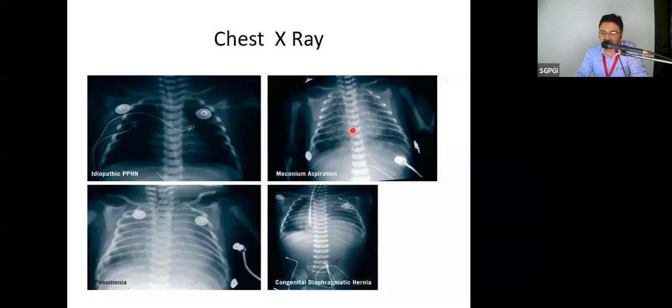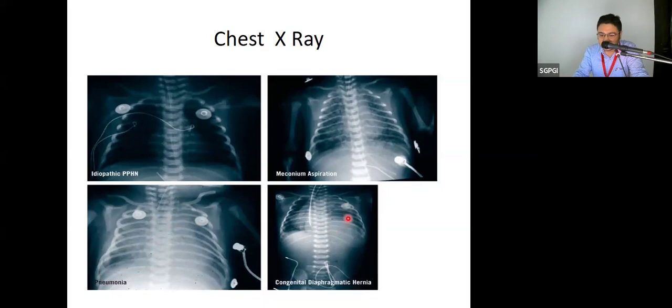So this is a classical X-ray of a baby having meconium aspiration. Then, as you can see in the third X-ray, the parenchyma is involved. There are bilateral patchy involvements, which is distinct from meconium aspiration. So this is a classic X-ray of a baby having pneumonia. Then, as we have previously seen also, the last X-ray shows a left-sided congenital diaphragmatic hernia.